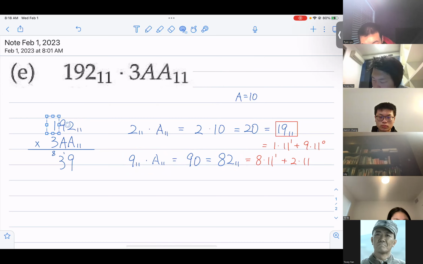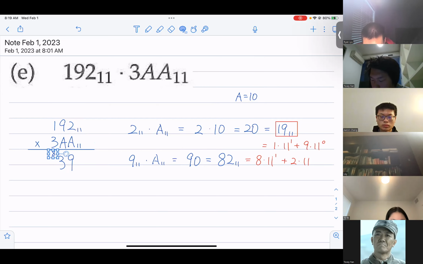Okay, and then 1 times a. 1 times a is 1 times 10, just 10, right? So 10 plus 8 is 18 in base 10. And for 18, you have to convert it back to base 11. So there's 1 eleven in 18, and then the remainder is 7. So 17, right? Let's write it down. 1 times a plus 8.